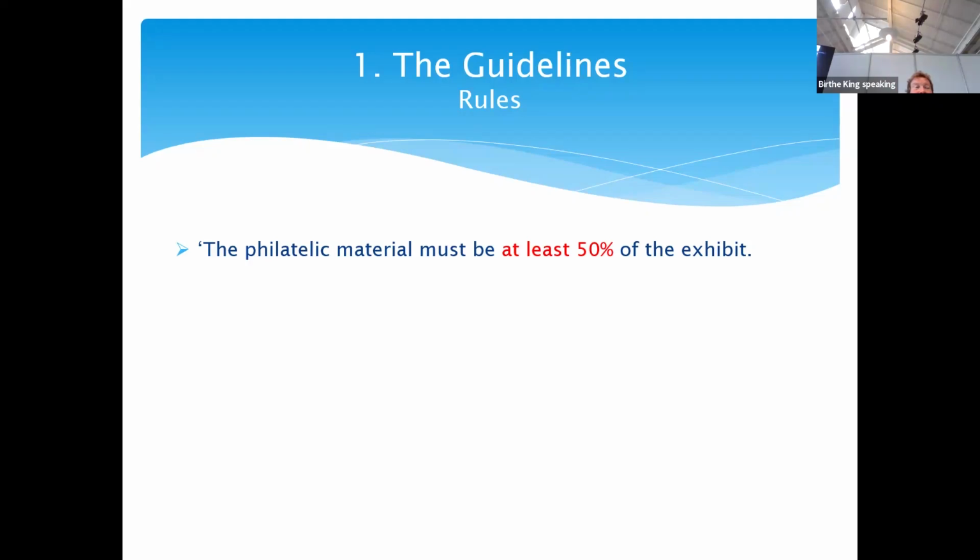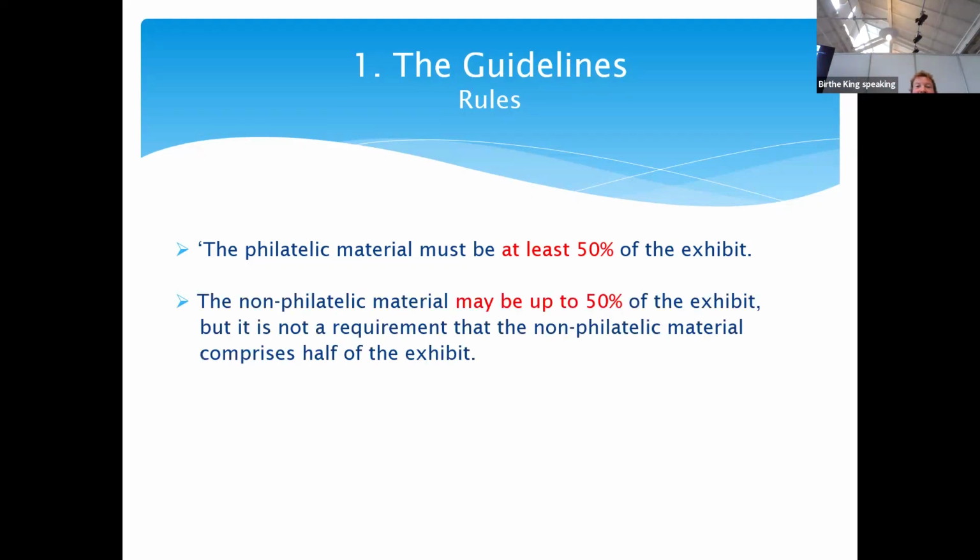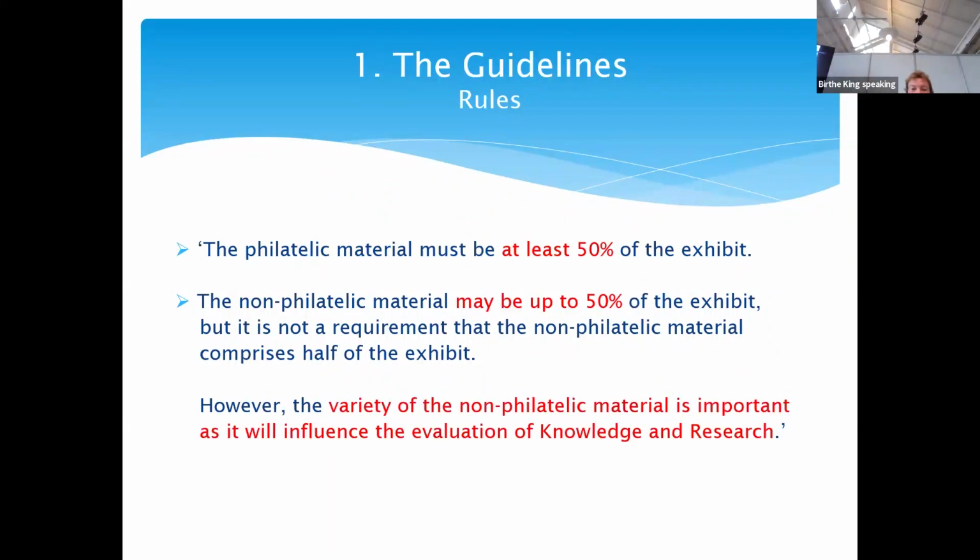And the rules are two. This is the first one. The philatelic material must be at least 50% of the exhibits. Next, the non-philatelic material may be up to 50%. It's recommended, it's not a requirement, that the non-philatelic material is up to 50%, but we recommend it, because the variety of the non-philatelic material is really important to get good points for your non-philatelic material.